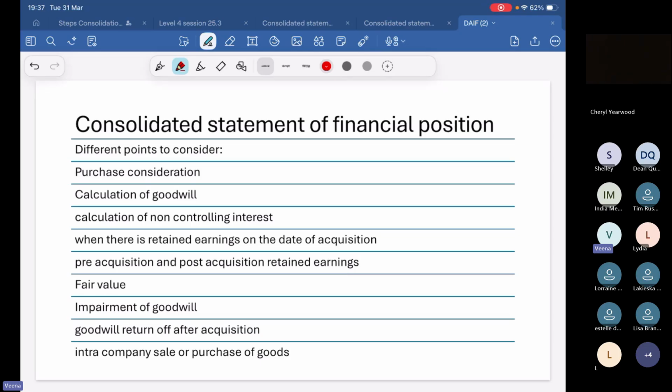First of all, what is a consolidated statement of financial position? I will explain once I go over this. The different points to consider are purchase consideration, calculation of goodwill, calculation of non-controlling interest, when there are retained earnings on the date of acquisition, pre-acquisition and post-acquisition retained earnings, fair value, impairment of goodwill, goodwill written off after acquisition or impairment of goodwill, intra-company sale.